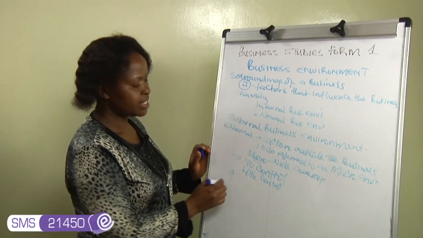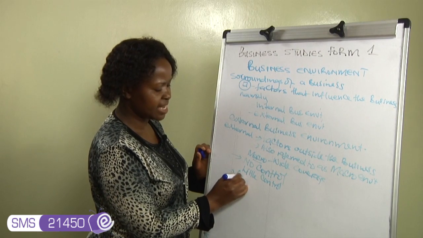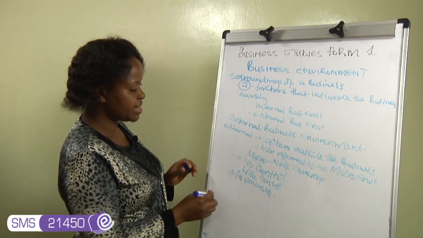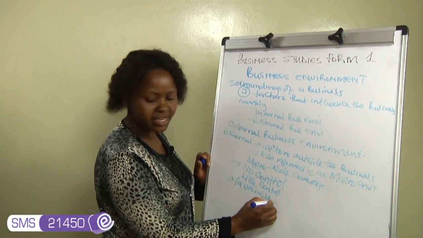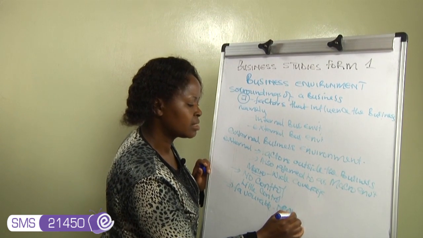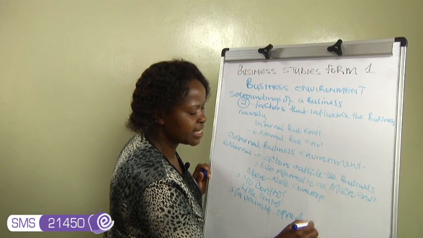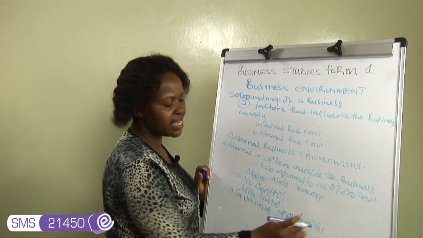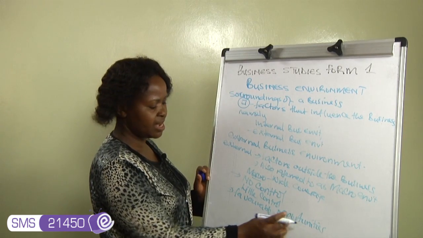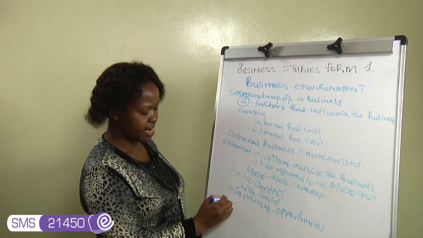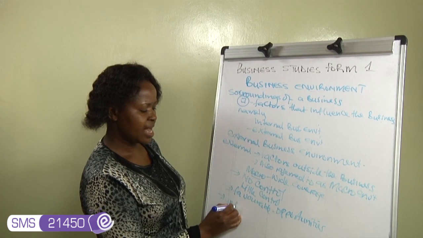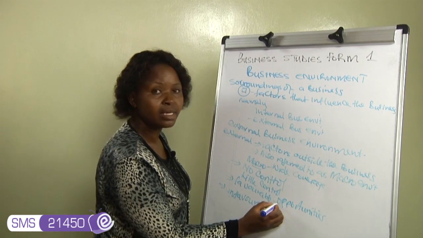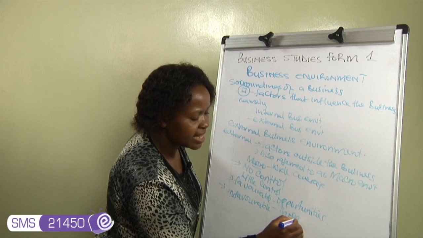The external environment may provide factors that are favorable to the business. And when this is the case, we refer to these as opportunities. Opportunities are external business environmental factors that favor the business. On the other hand, the factors could be unfavorable to the business, and if this is the case, we refer to these as threats.